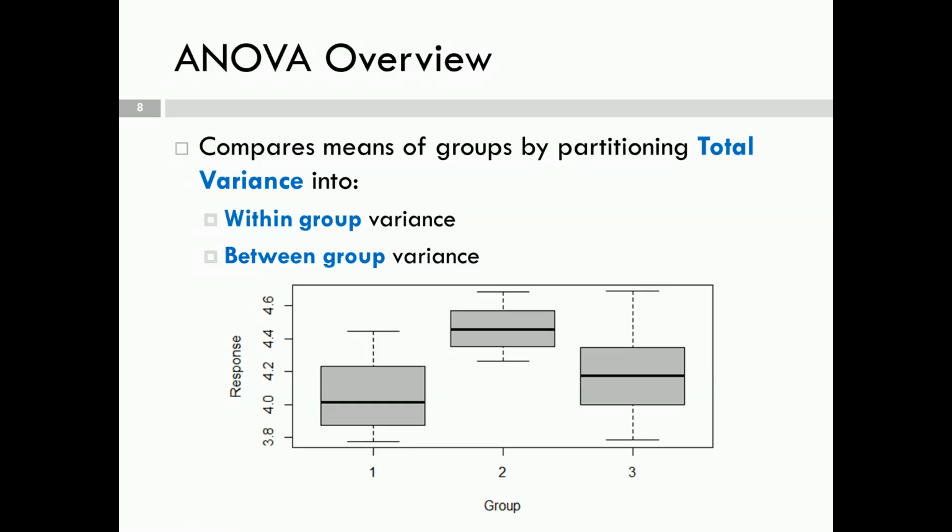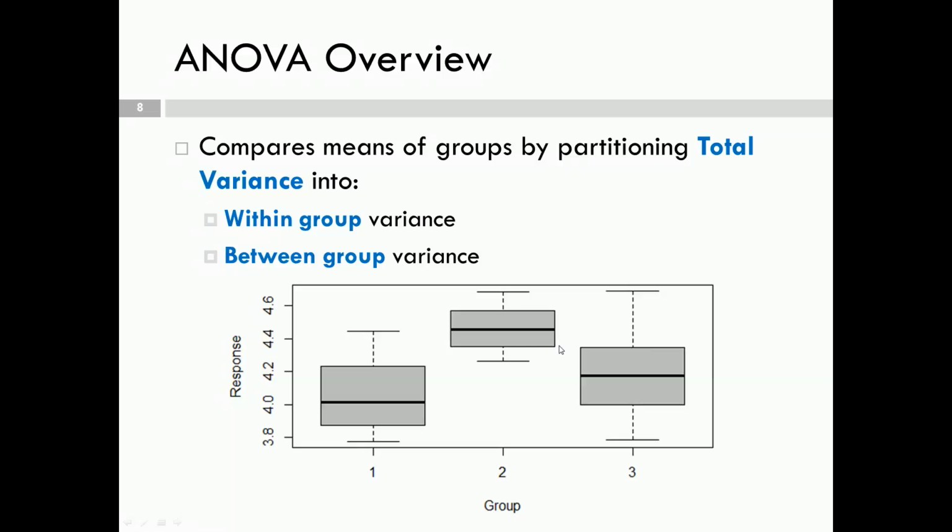So the way that analysis of variance works is that we are comparing the means of different groups by partitioning the total variance across all of our observations into two sources of variation. The first is our within group variation. Okay, how much variation is there within each group? Versus how much variation is there between different groups. And if we find that we have much more variation between groups than we do within any single group, then we can be confident that there's a difference between their means.